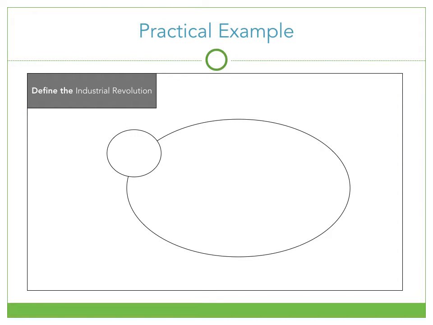Let's look at an example. The Industrial Revolution. So that's the topic that you're going to be looking at. You ask your learners to define the Industrial Revolution. Either you give them the template, or they can easily copy this down on a scrap piece of paper or in their books.